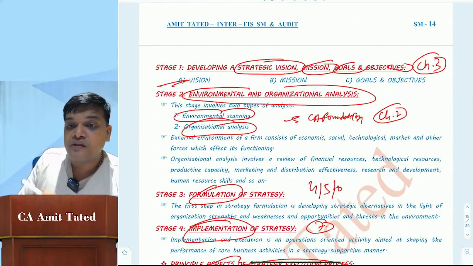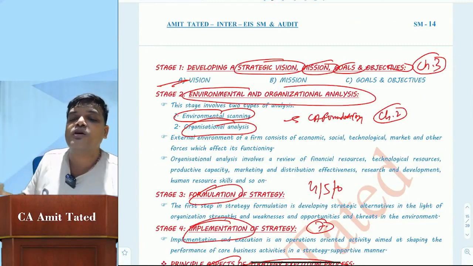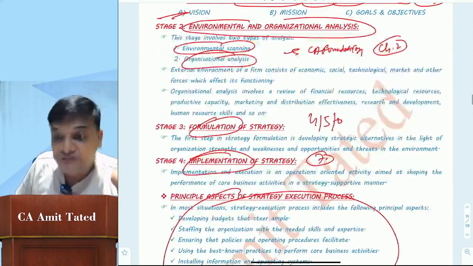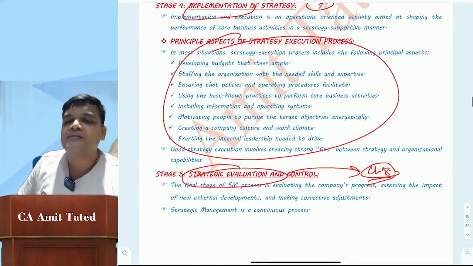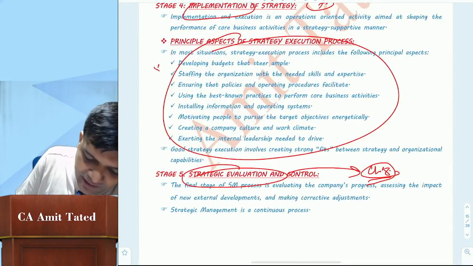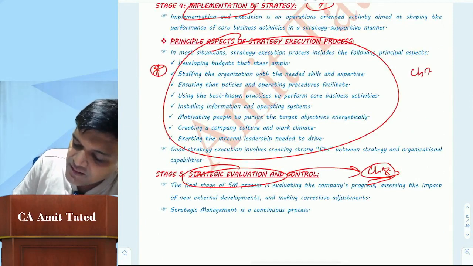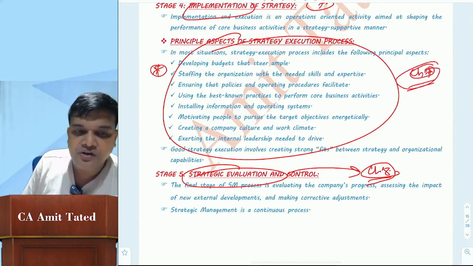Chapter 2 is your second stage of SM. Chapters 4, 5, 6 are stage 3 of SM. Chapter 7 is implementing, stage 5 of SM. And chapter 8 is nothing but this point. This answer I have kept pending, because once I complete chapter 7, only then will I complete this particular structure. Bharat Mata ki jai.